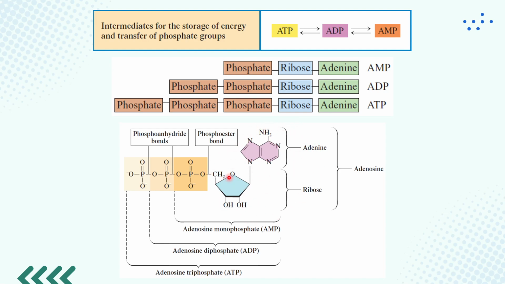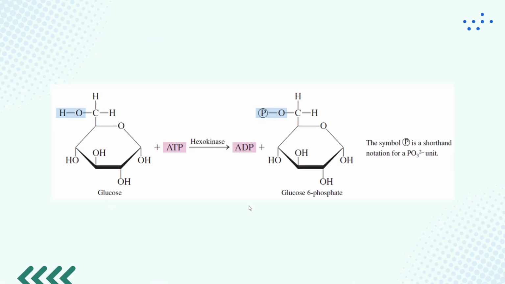Andun yung adenine nyo, andun yung ribose, to which we collectively call them as your adenosine. So that is why the very first name of all of these intermediates are adenosine. So to give you an example as to the function of these intermediate compounds, this is referring to how they facilitate transfer of phosphate group.